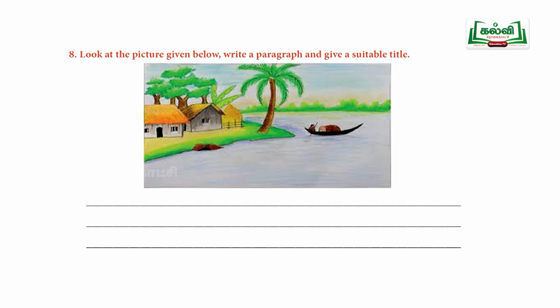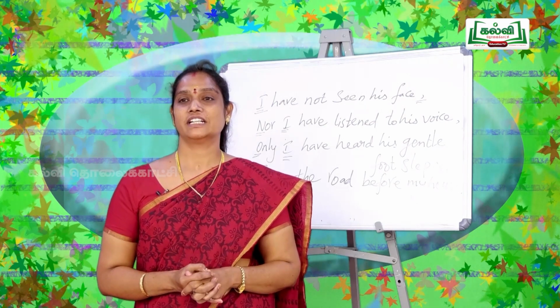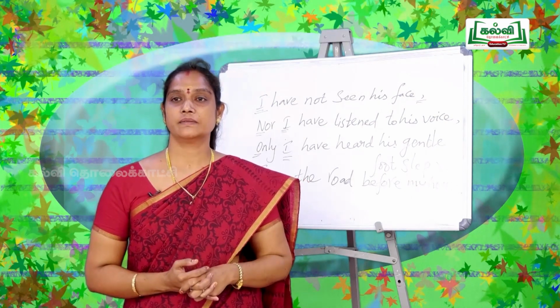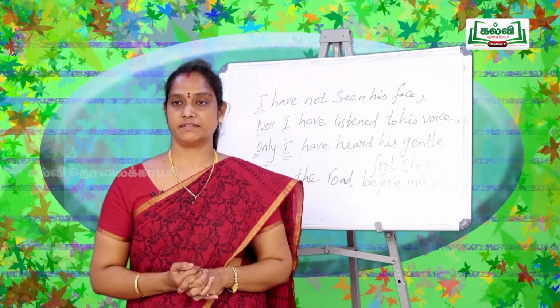You first look at the picture in your book. You can see huts, trees, plants, boat, etc. Rain, water, river, etc. So you can write a sentence in it. So you can have a glance at the picture. This is a river bank.